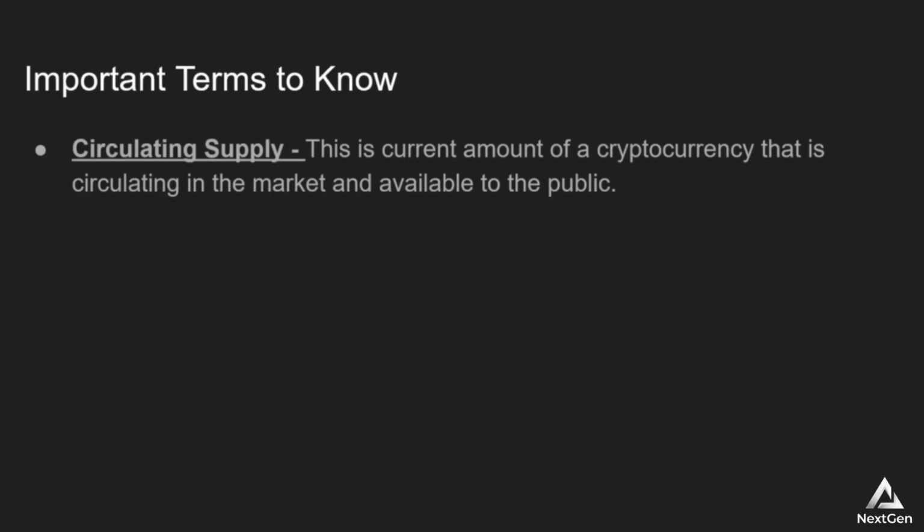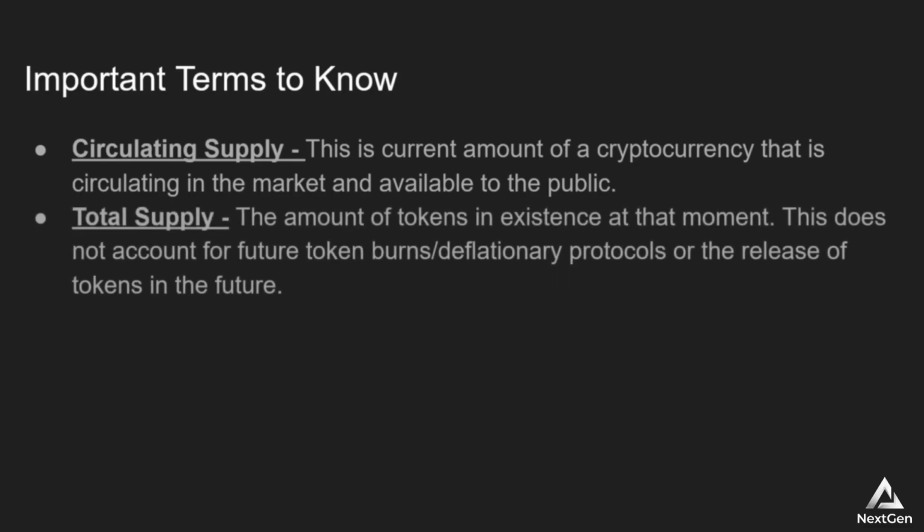The first being circulating supply. So this is the current amount of a cryptocurrency that is circulating in the market and is available to the public. So when you buy Bitcoin, you're buying Bitcoin from that circulating supply, the available supply. Next, we'll be taking a look at the total supply.